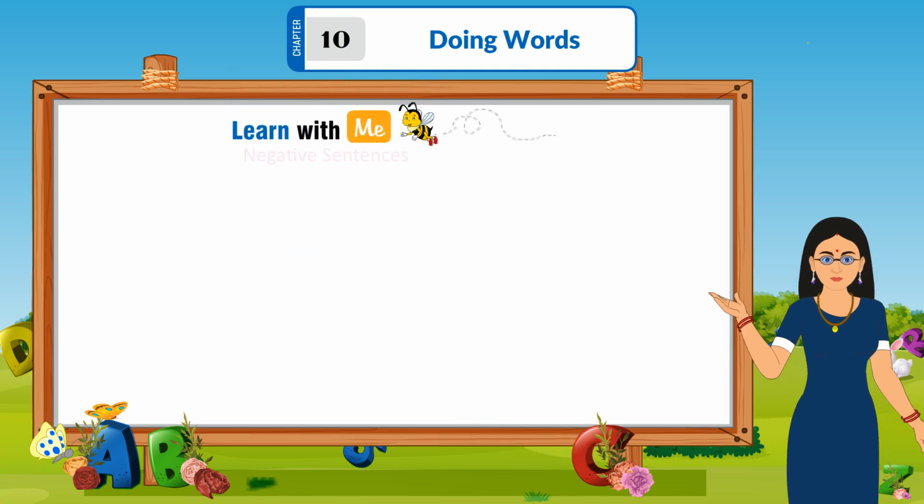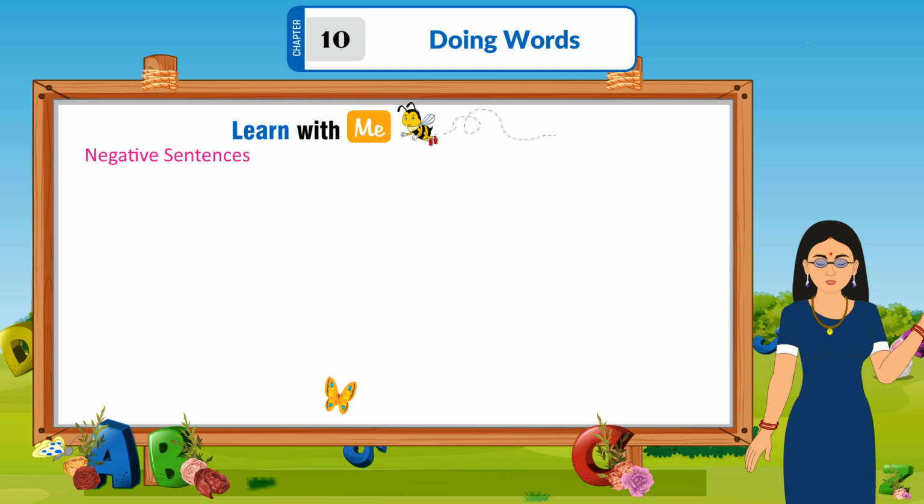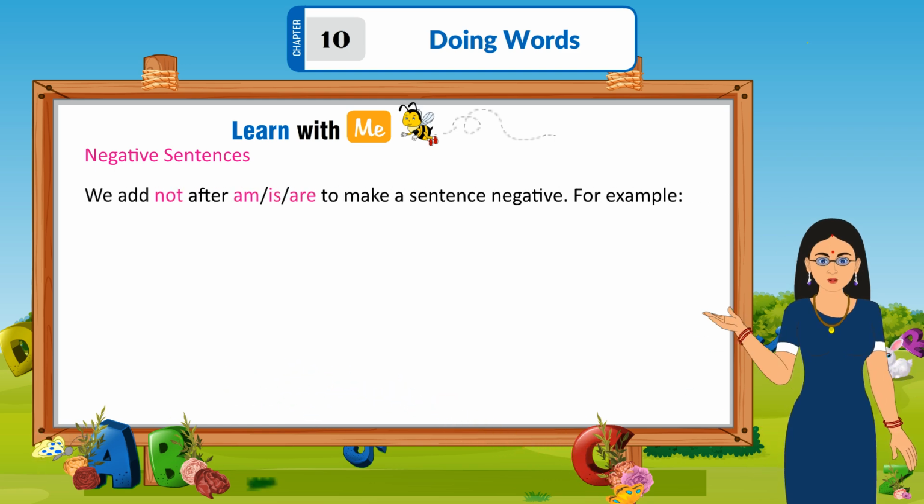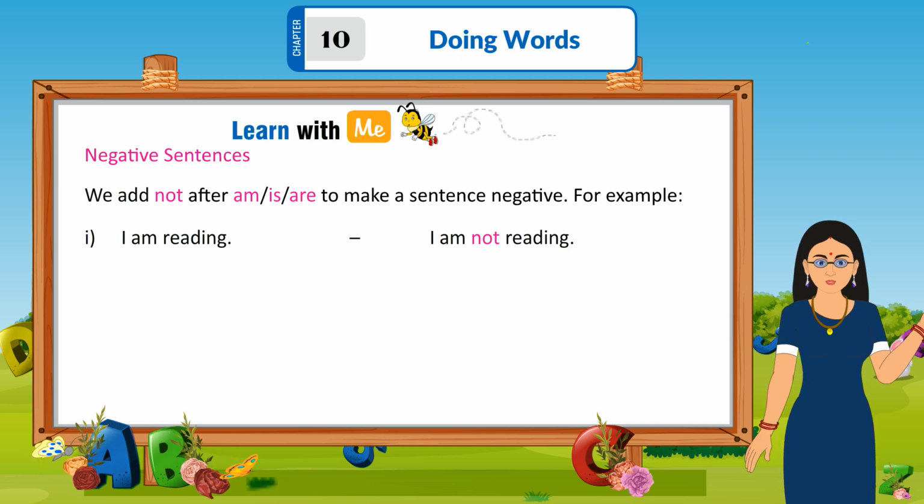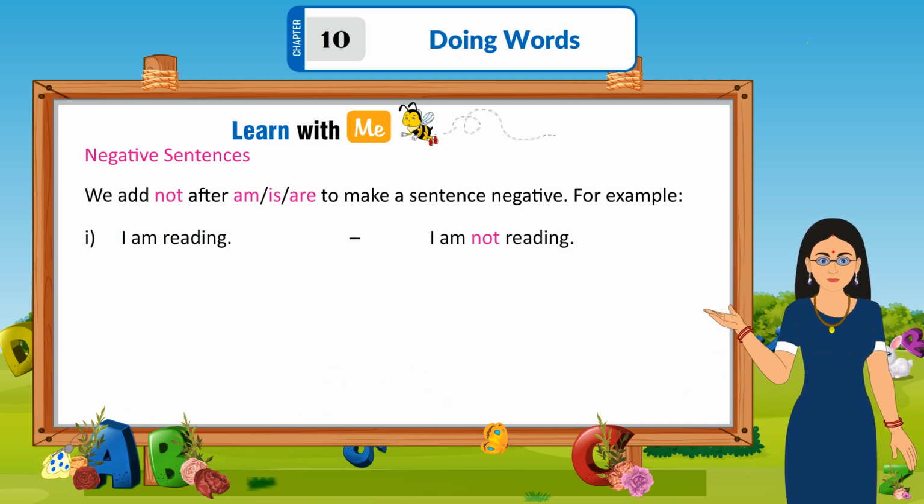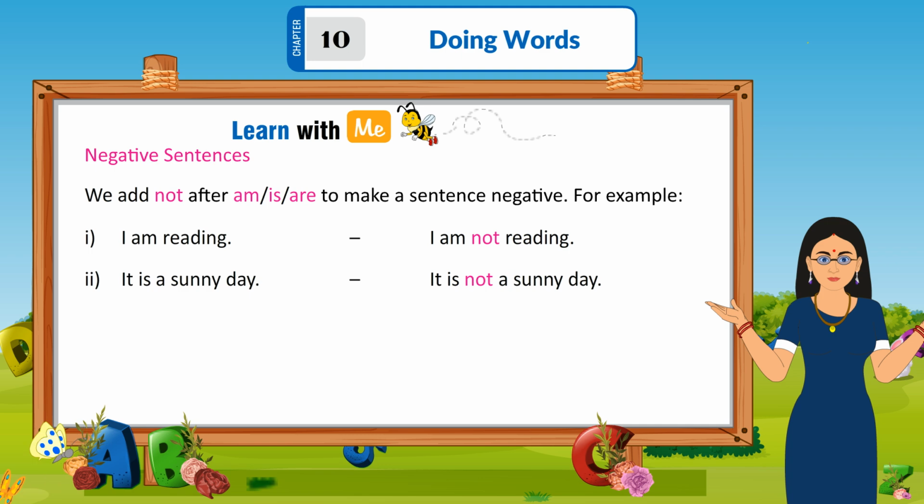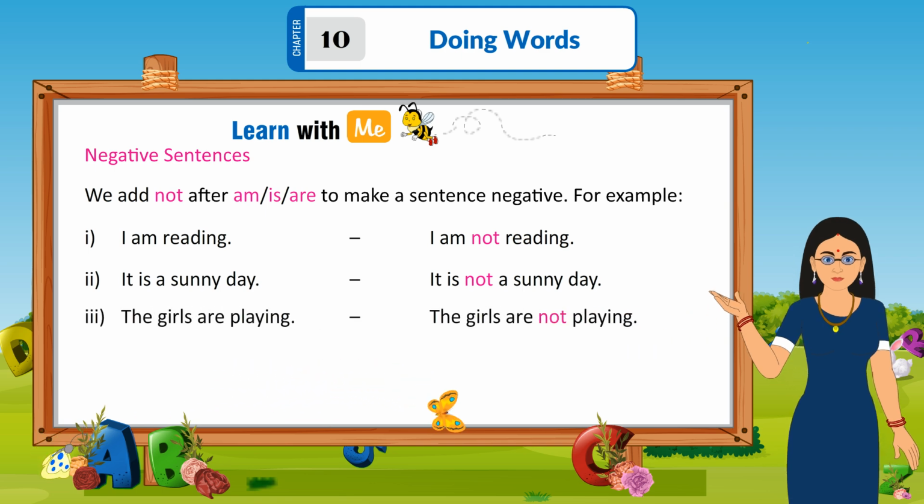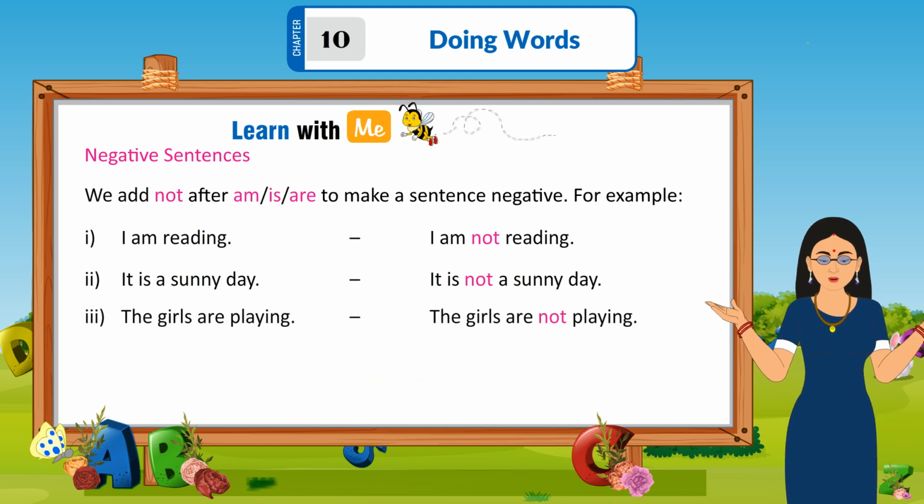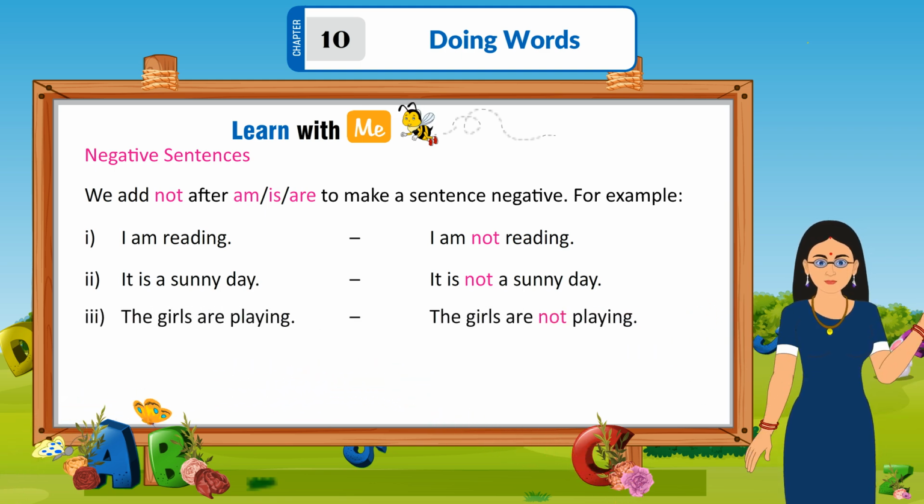Learn with me. Negative sentences. We add not after am, is, are to make a sentence negative. For example, I am reading, I am not reading. It is a sunny day, it is not a sunny day. The girls are playing, the girls are not playing.